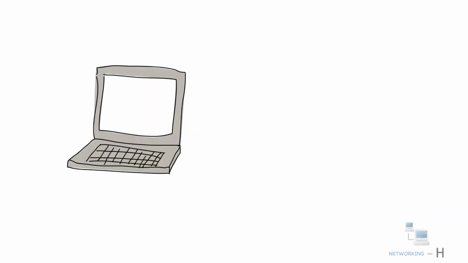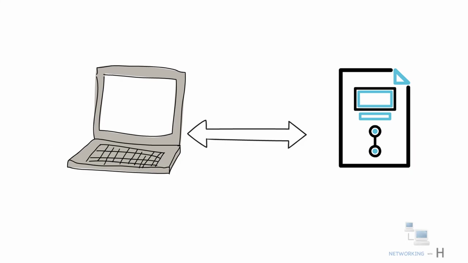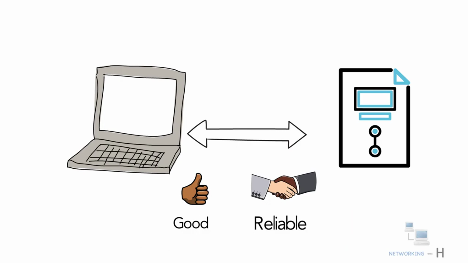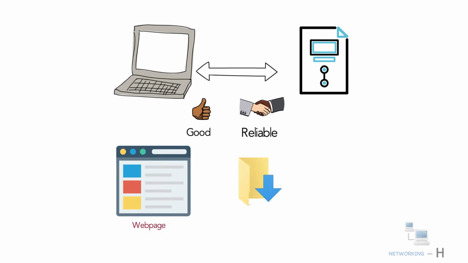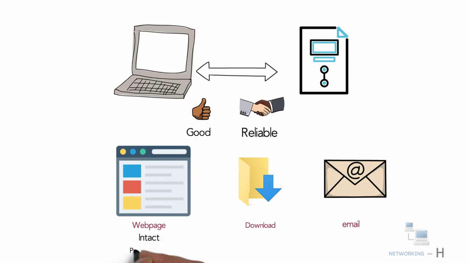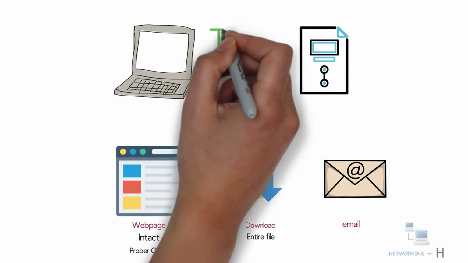Let's say when a device or a computer wants to communicate with another device. The communication between those devices needs to be good and reliable, so we can guarantee that the data is received correctly. For example, when you view a web page, download a file or look at an email, you would expect the web page to be intact and in proper order with nothing missing. Or if you were downloading any file, you would want the entire file and not just some part of it. Because if any of the data is missed or out of order, then it is of no use. So this is where TCP comes into the picture.